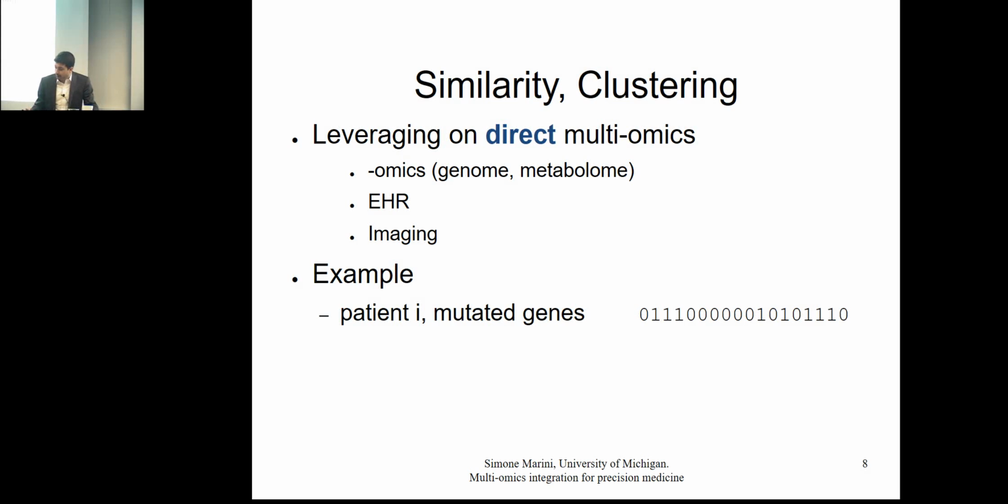Now, why not use multi-omics? So we are finding similarities between unknown patients, and we are using all the data that we can gather. We have a lot of different heterogeneous data we can measure on patients. We have genomics, metabolomics, transcriptome, proteomics. We have blood tests, clinical variables, our electronic health record. We have imaging.